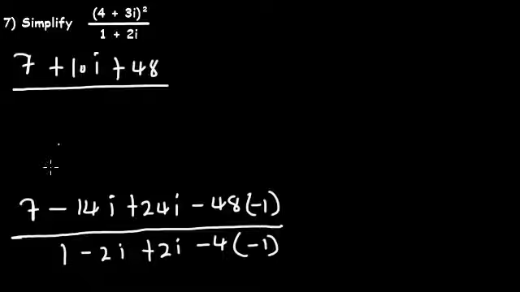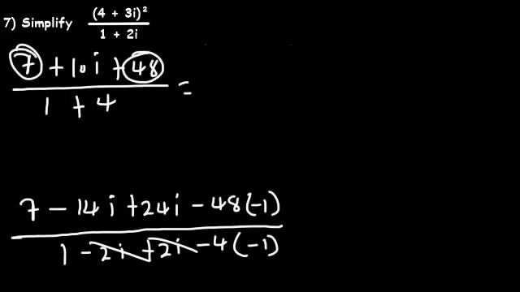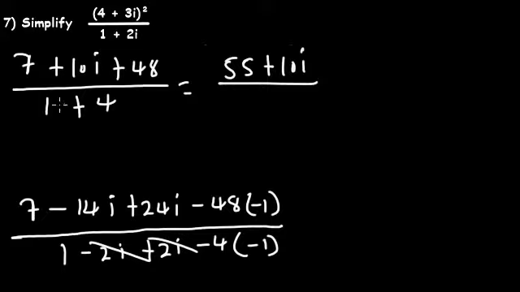Divided by, these cancel as like terms. We just have 1. Minus 4 times minus 1 gives us plus 4. And this simplifies to 48 plus 7, which is 55, plus 10i, divided by 1 plus 4, which is equal to 5.